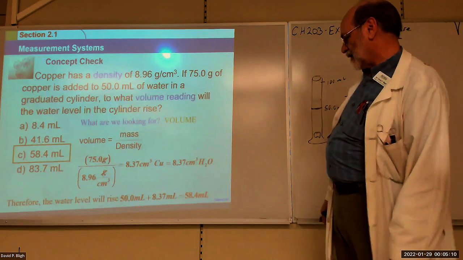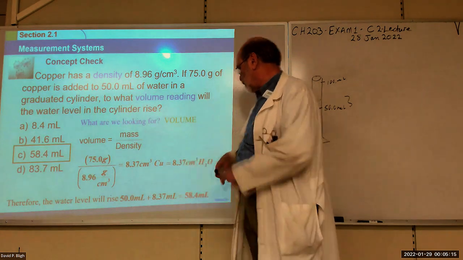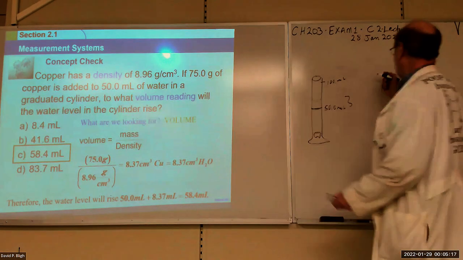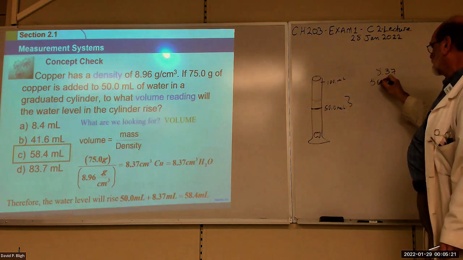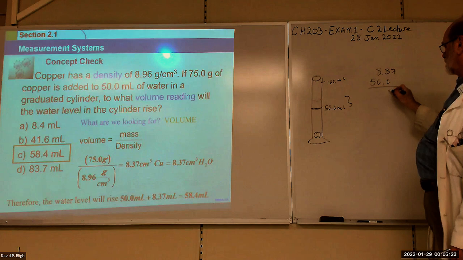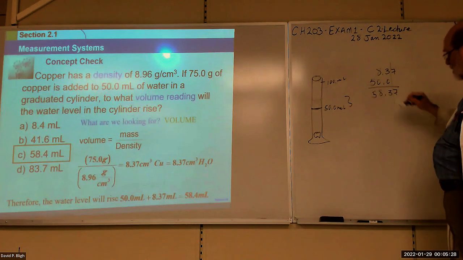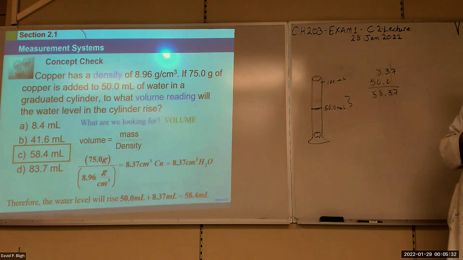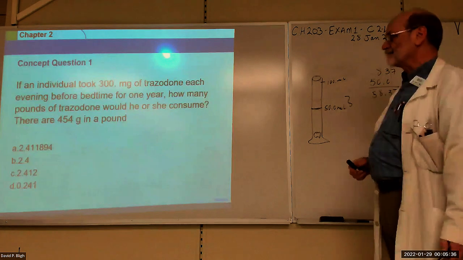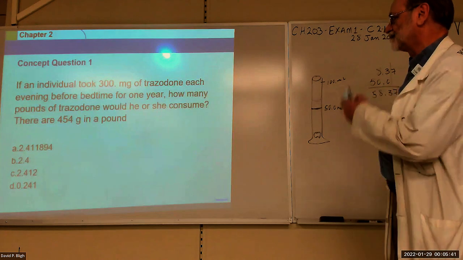And we had to, when we add 8.37, according to our rules, right, 8.37 and then 50.03785. Then we can only keep that many, so it's 58.4, rounded off. Okay, add-subtract rules. Okay, concept question. All right, we must be toward the end.